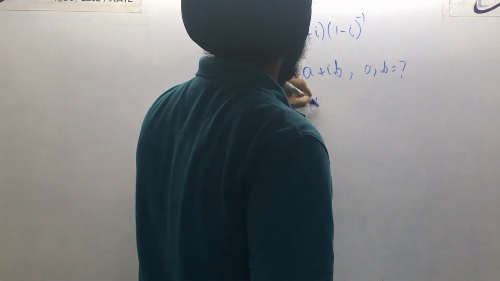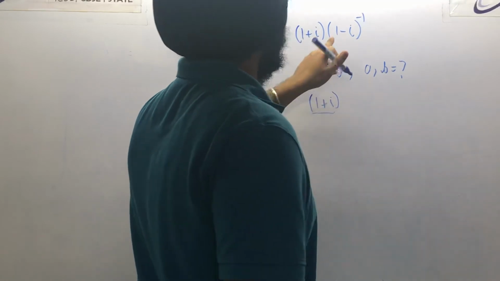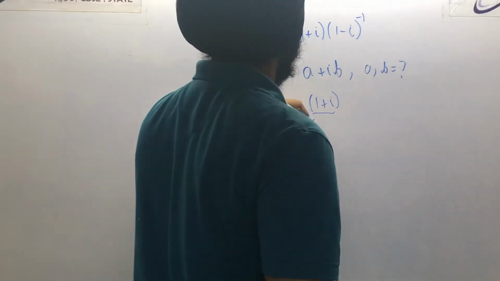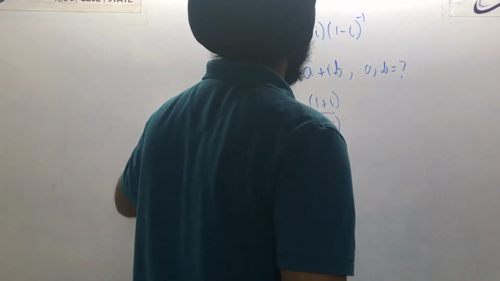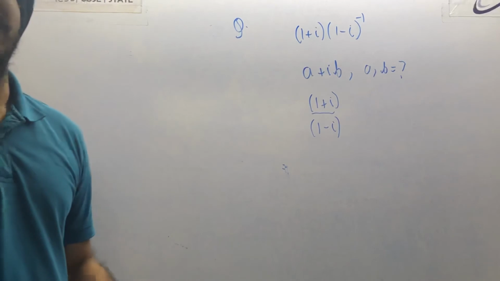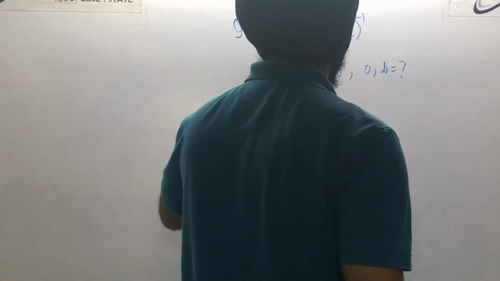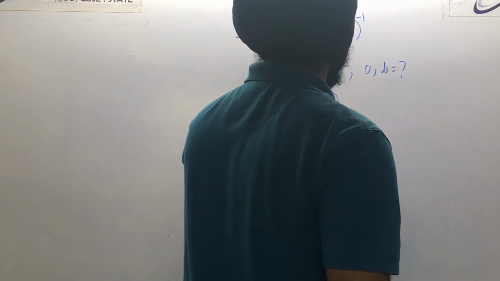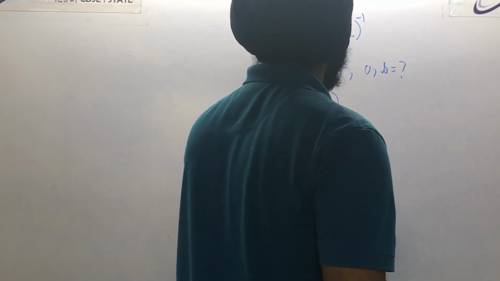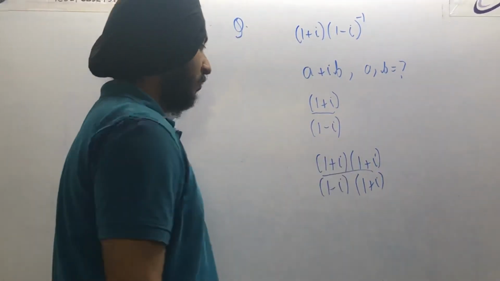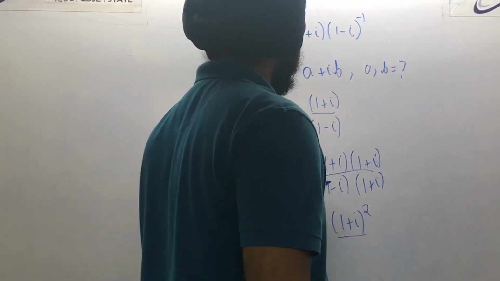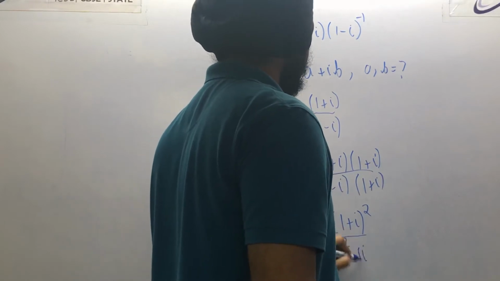See, 1 plus iota raised to the power minus 1. What is the meaning? It means 1 minus iota is in the denominator. Now this is a simple division question. So take the conjugate of the denominator and multiply it with numerator and denominator. So 1 plus iota into 1 plus iota divided by 1 minus iota into 1 plus iota. 1 plus iota is the conjugate of 1 minus iota. So this is 1 plus iota whole square upon 1 square minus iota whole square.